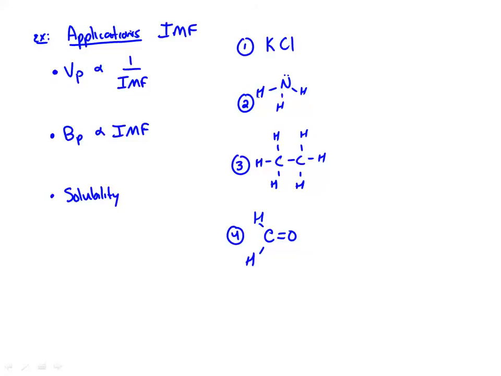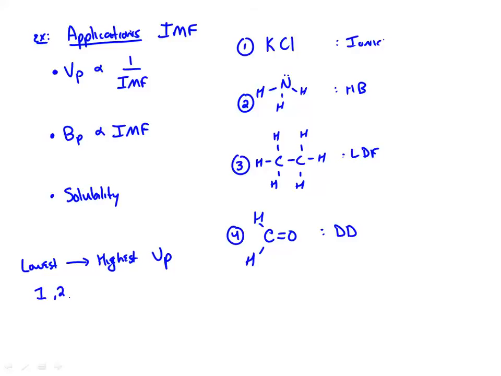So see, I can ask questions like, for instance, order them from lowest to highest vapor pressure. In which case, which one has the lowest vapor pressure? And remember, they're opposite, right? So 1 is ionic. This is hydrogen bond. This is LDF. This is dipole-dipole for their most important intermolecular force. And so we should go 1, 2, 4, 3, right?